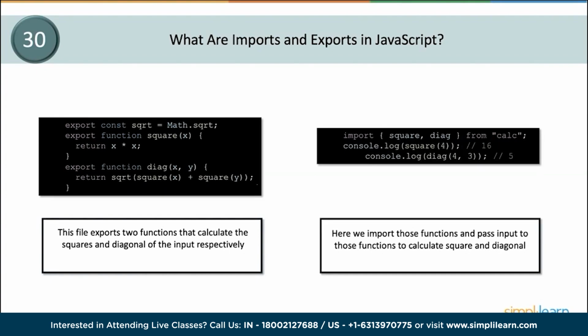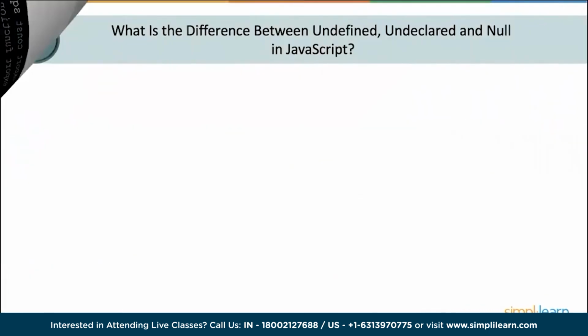So here you can see you have got one property like sqrt which you are exporting, and you have one function which is called square. There's another function, you can say diag, which you are exporting and importing just the way you always want. So that is how importing and exporting works.